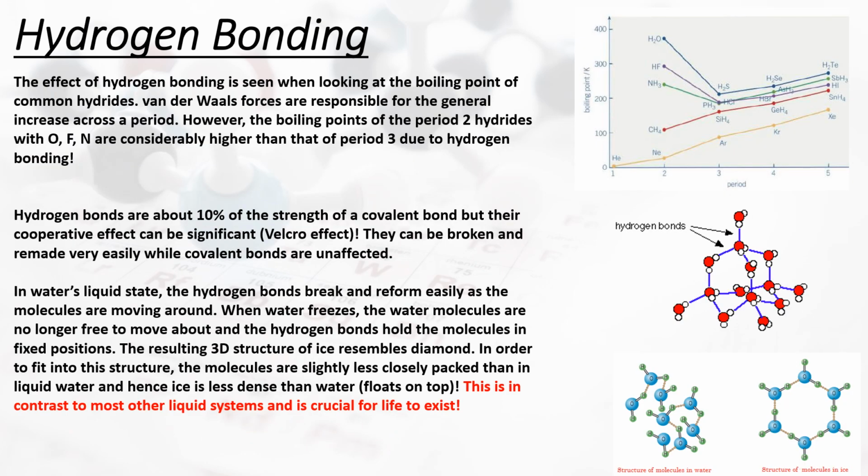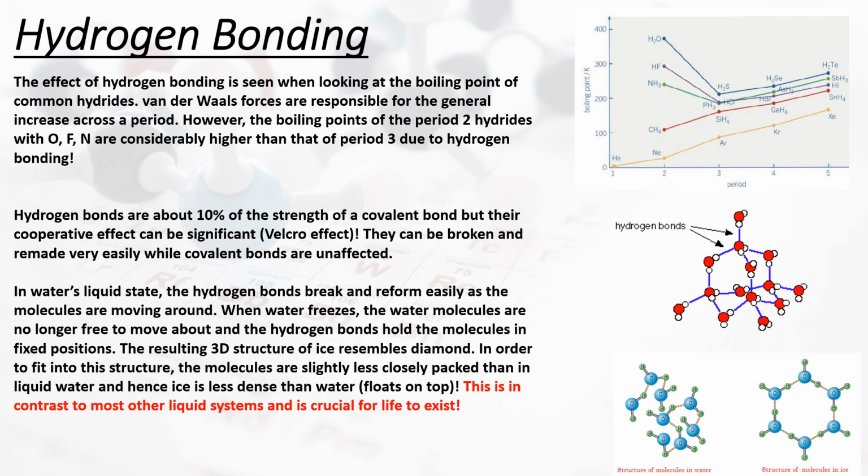Now, the effect of hydrogen bonding can be seen when you look at the boiling point of common hydrides. Van der Waals forces are responsible for the general increase across a period. As we go across a period, or down a group, we're going to get bigger molecular mass for our hydrides, and therefore more electrons and stronger Van der Waals forces. So generally, if we think about going across a period, for example from carbon to nitrogen to oxygen to fluorine, generally we get higher and higher. And likewise, once we go down a group, we also get higher and higher boiling points.